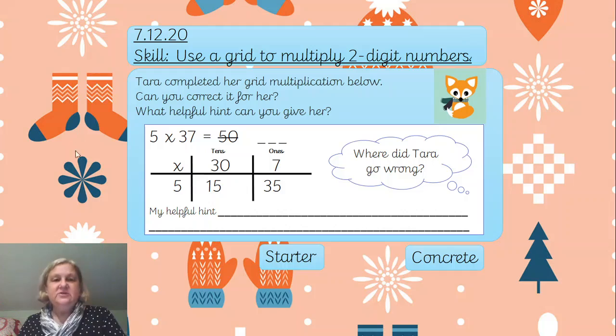Okay, so let's have a look at our starter this morning. We're going to have a look at an example that somebody called Tara has completed. She's done her multiplication grid and she's made a mistake. Can you have a look at it and correct it for her? And if you were to help her and give her a helpful hint of how she could perhaps improve her work next time, what would you say to her? What would you tell her? So I'll pause the video now so that you can have a look at it.